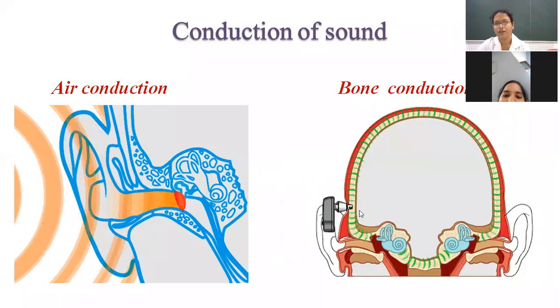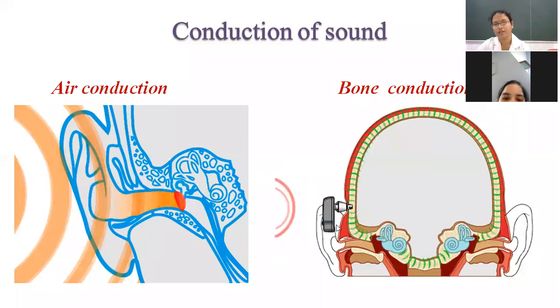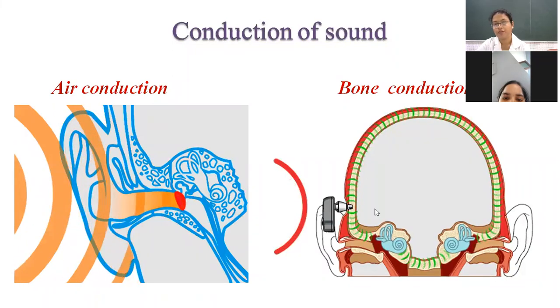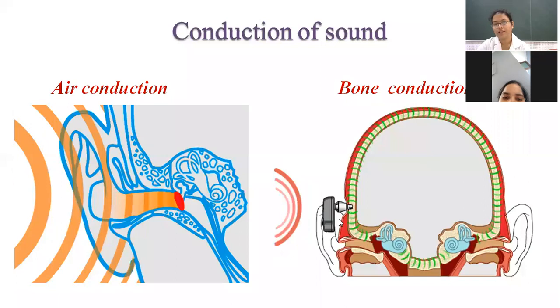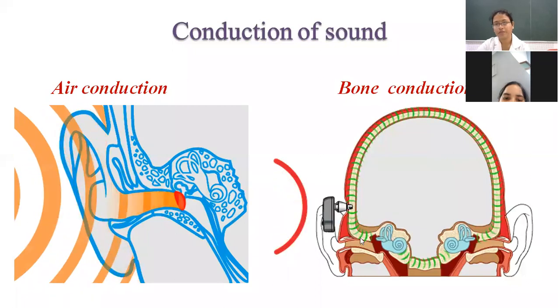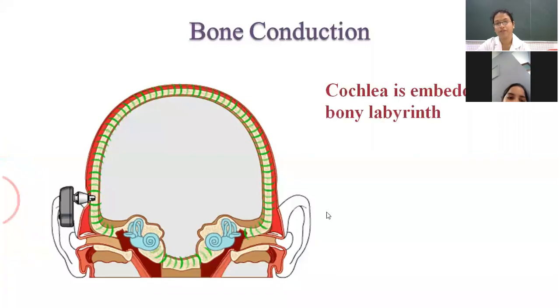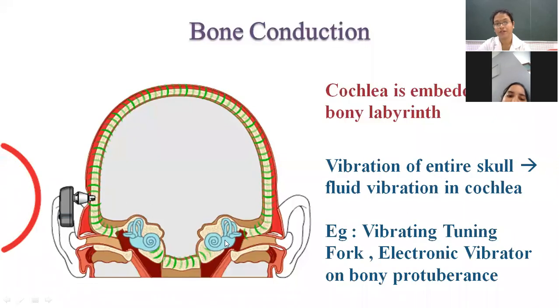Now, what exactly happens when bone conduction comes into the picture? There is no role of the tympanic membrane and ossicles. Then how can you still hear the sound? If you look at this image, this bone vibrator is causing vibration in the whole skull. Now, where exactly is the cochlear labyrinth? It is embedded in the bony labyrinth, which is a part of the skull. So if the skull bone is set into vibration, this will automatically set the fluid of the inner ear into vibration. So this is how you hear the sound.